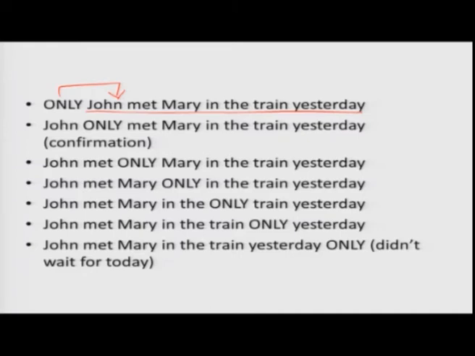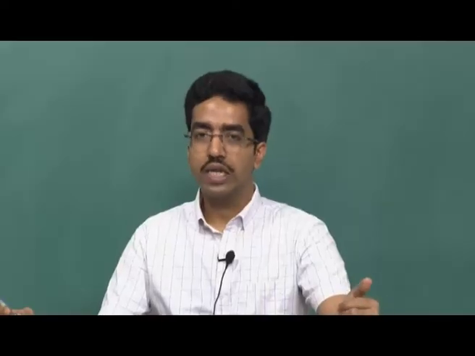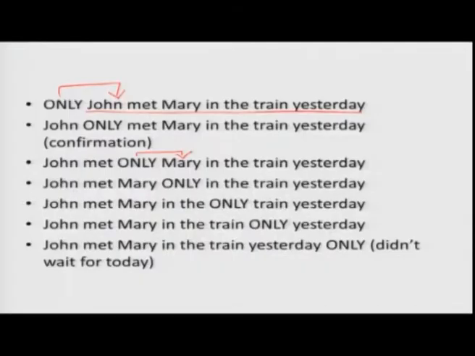John met only Mary in the train yesterday. So here it is modifying Mary. John did not meet somebody else. He met only one person, and that was Mary. John met Mary only in the train yesterday. So here, again, you are saying John met only Mary.